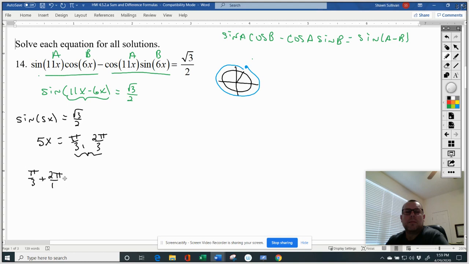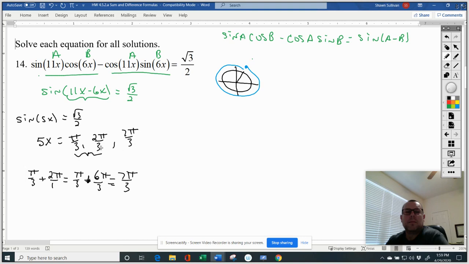I need to get a common denominator, and so I'm going to multiply this 2 pi over 3 times 3 over 3, and we're going to end up with pi over 3 plus 2 times 3 is 6 pi over 3, and that's going to be 7 pi over 3. So this 7 pi over 3, that's going to be my next interval.